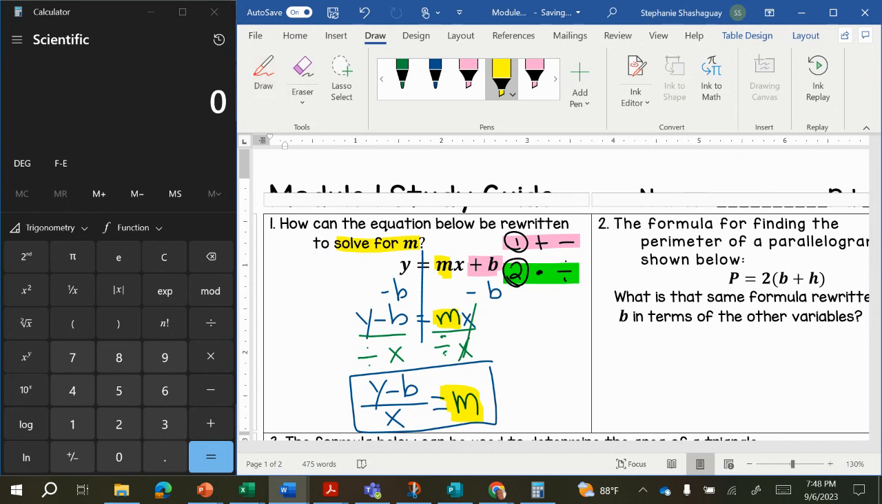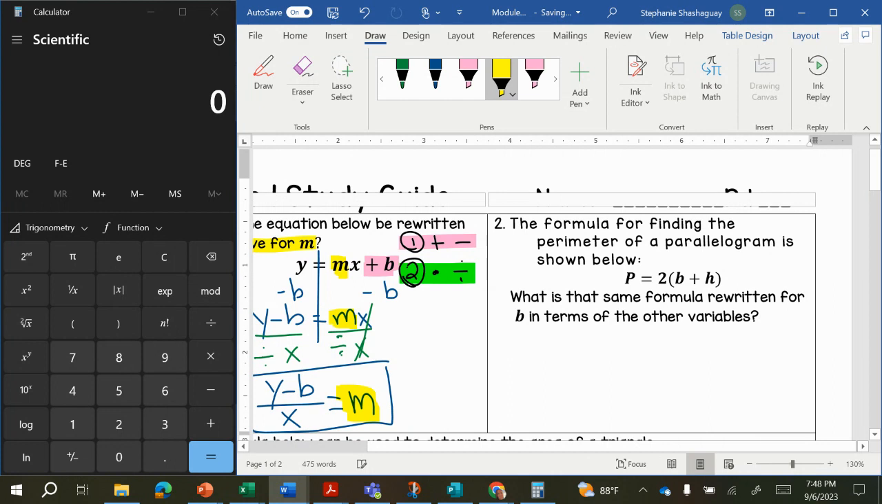That was it. All right, now in question 2, it says the formula for finding the perimeter of a parallelogram is shown below. So this is the formula to find the perimeter. What is that same formula rewritten for b, in terms of the other variables? So now we need to try to get that b all by itself. Now, I just said to do adding or subtracting first. However, we have this problem. And that's this 2. This 2 is outside of the parentheses.